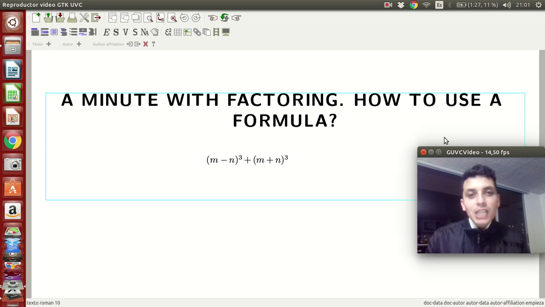Do you get stressed because you don't know how to follow a formula? Do you want to know the secret to factor a special factoring case?